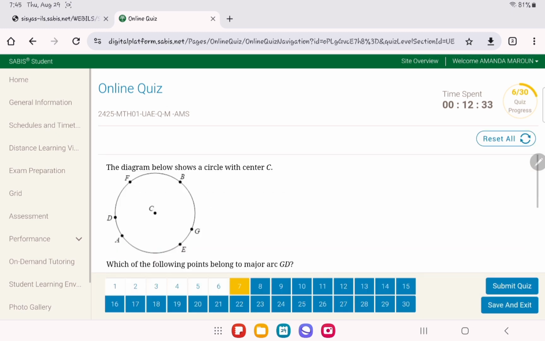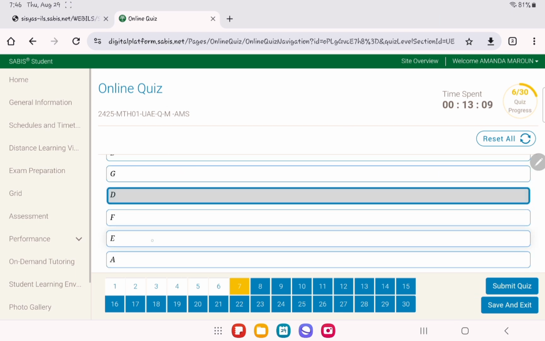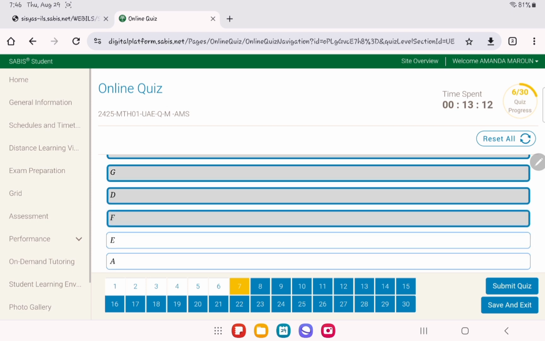Number 7. Which of the following belong to major GD? Where is GD? Here is G, C, D. Okay. Which one is the major? The one in red or the one in green? Definitely the one in green. So the points that are on major GD are D, F, B, and G. So D, B, F, and G.